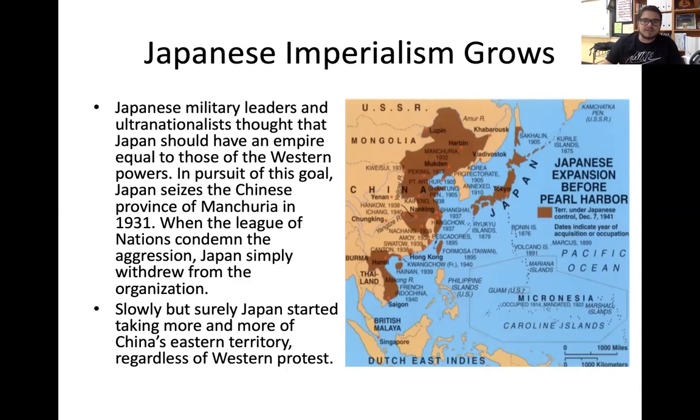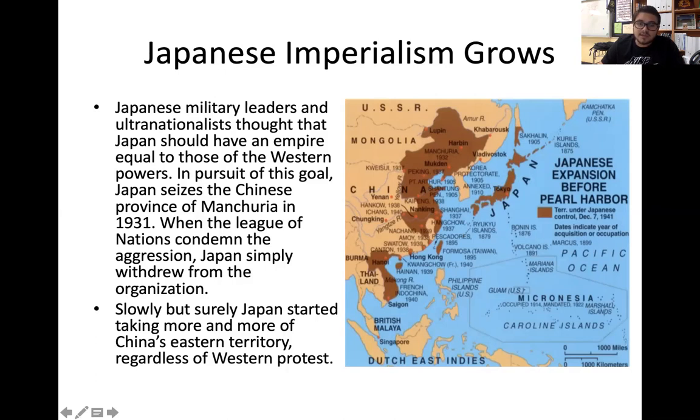So slowly but surely, here's a map about it. Japanese expansion before Pearl Harbor. So that's before really the United States' tipping point into World War II. This is what they're going to do, right? Japan is these sets of islands right here, right? Slowly but surely, class, after World War I, they're going to start taking a lot of these German islands throughout the Pacific right here, Micronesia, a lot of these smaller islands.